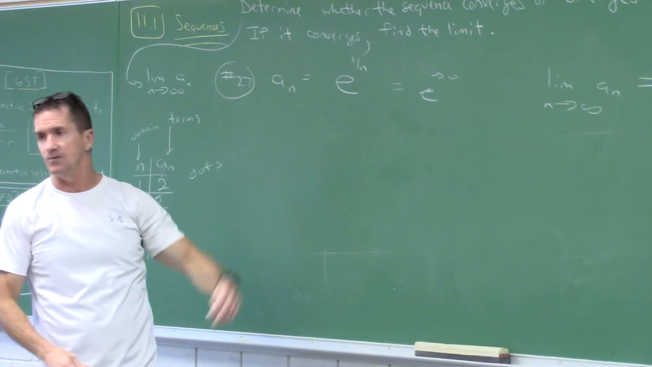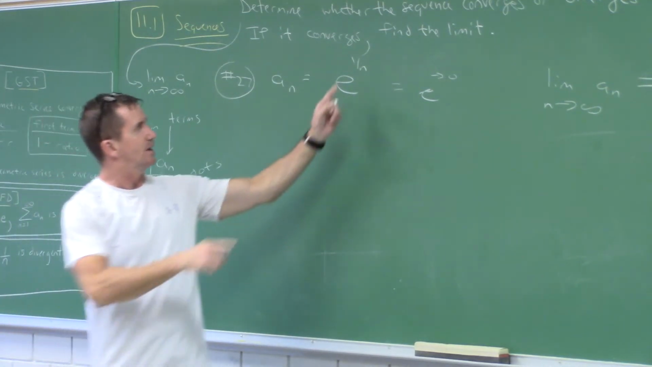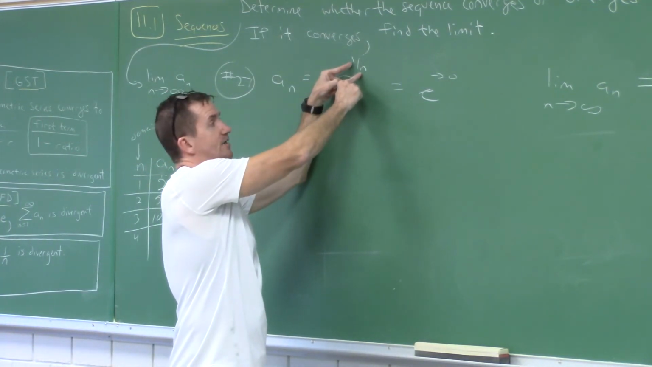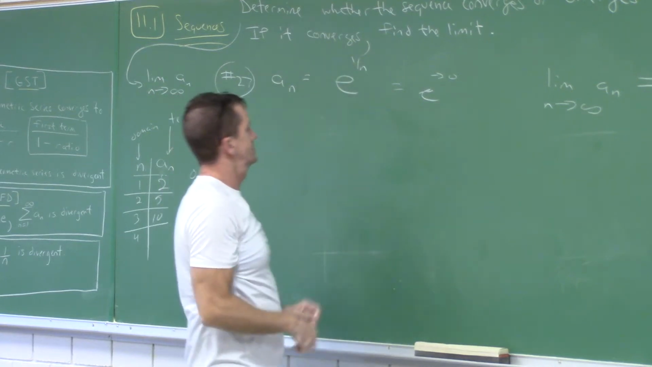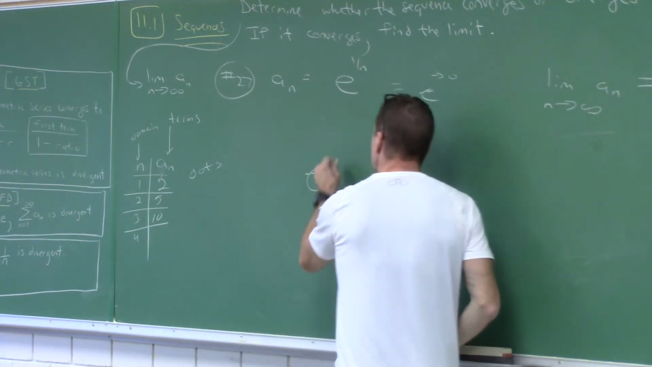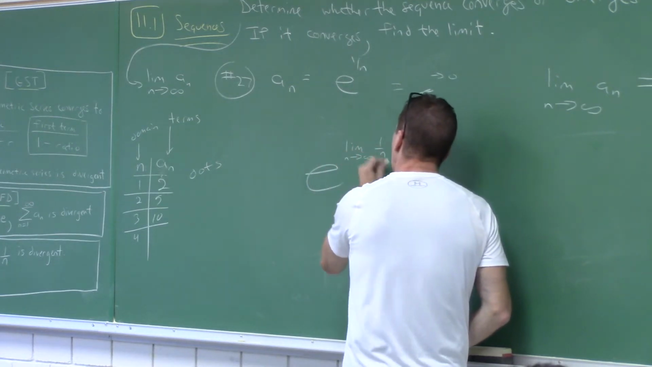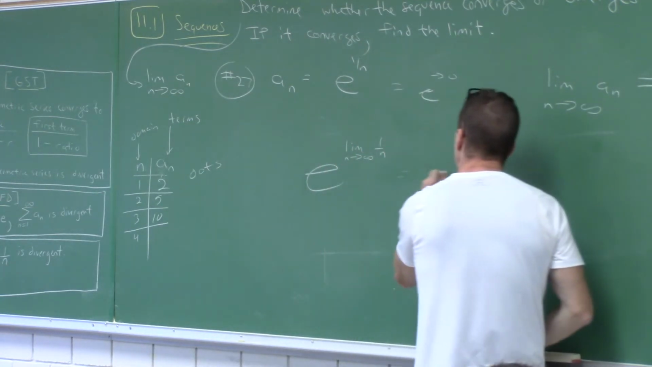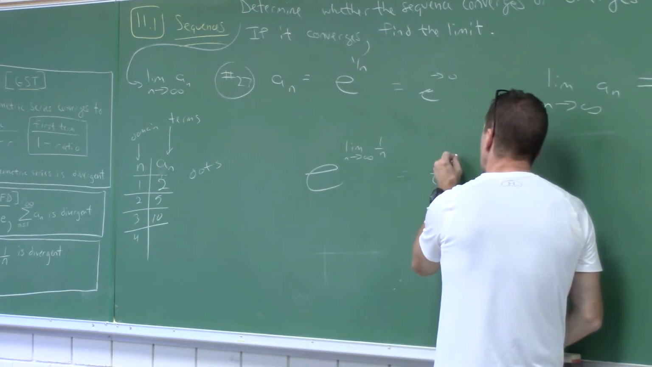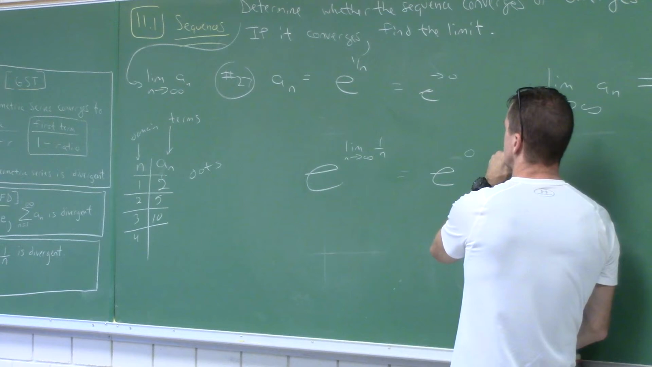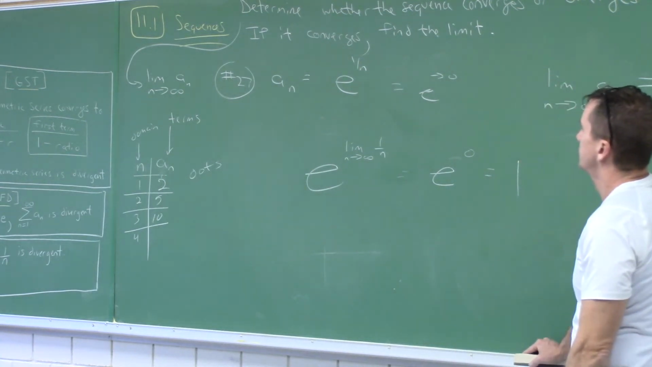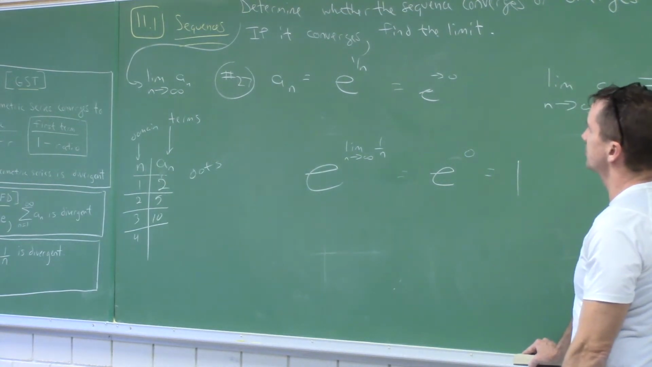You can even write that in your notes: exactly this right here would head towards 0. You're thinking like this: e to the limit as n approaches infinity of 1 over n. This is going towards 0. That gives an answer of 1. The sequence will converge to 1.